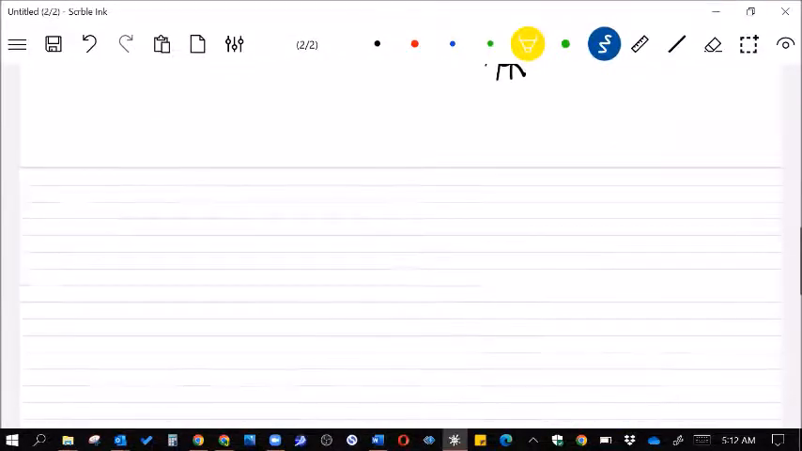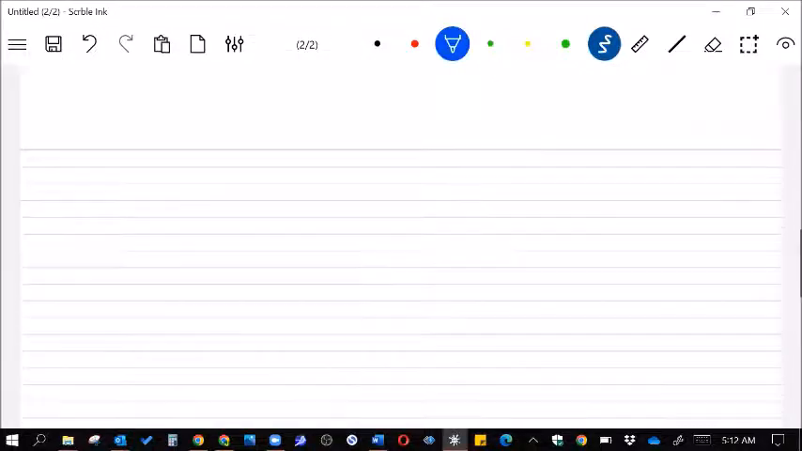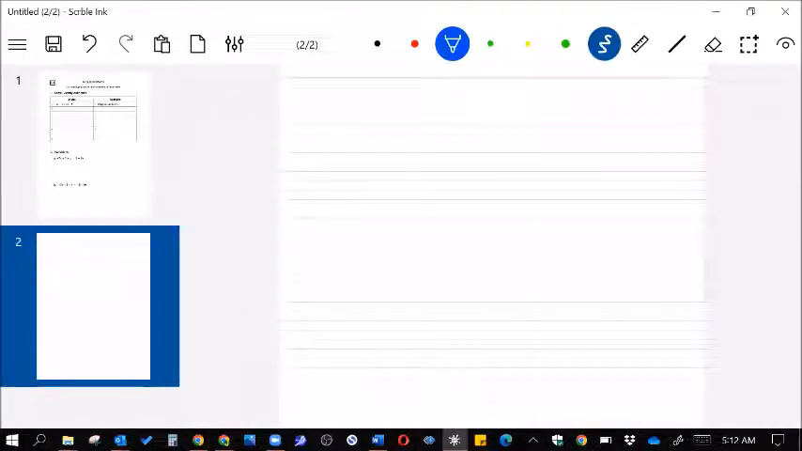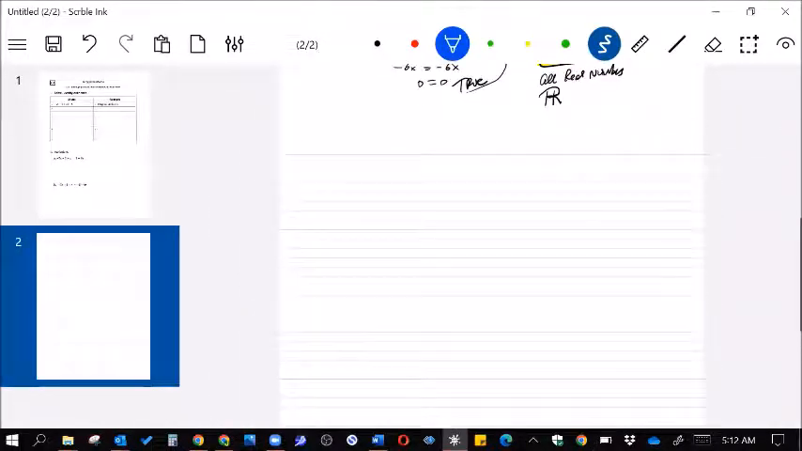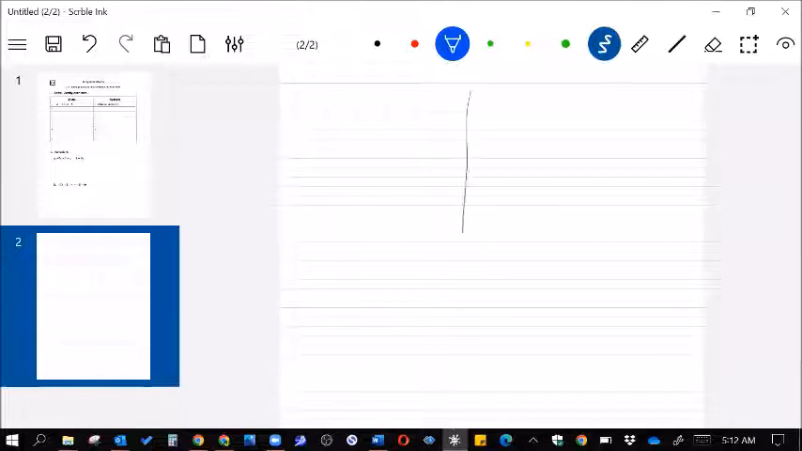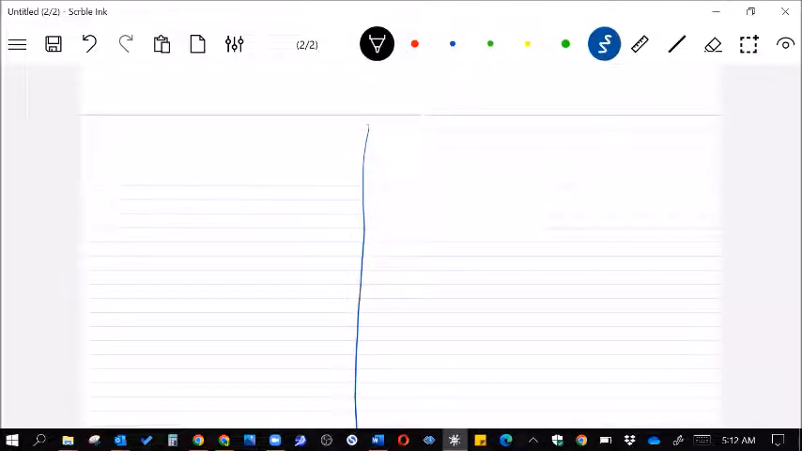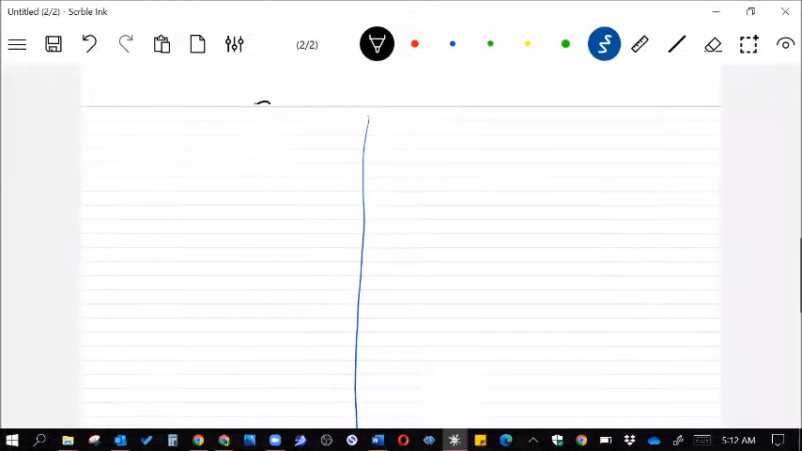All right, now let's do a practice one. What I'm going to do is draw a line, make this paper smaller, and I'm going to draw a line down here, and I'm going to open this up again. All right, so I'm going to do this as a practice problem.